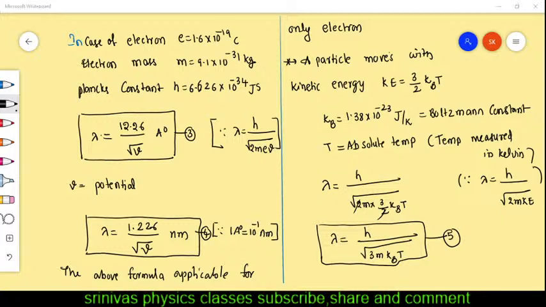Students, is it clear till now? Any doubt? Is it clear? Respond, write in the chat box. I'm going to erase this. You take the screenshot and note it.